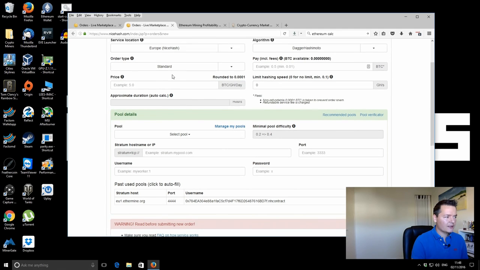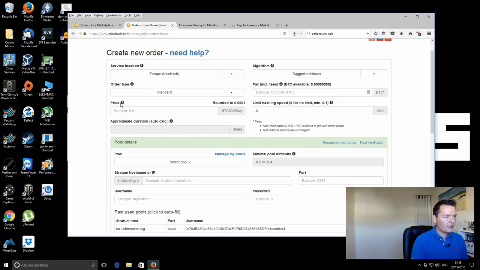We just want to leave that as it is. Then we've got this price. If you click on the information, it shows you this information, which I think is quite complicated to interpret. They've not done a very good job of explaining this. But like I say, that price is the amount that you're willing to pay for 1 gigahash for 1 day. Now what you can do is set that price for 1 gigahash for 1 day, but purchase, say, only 10% of it.